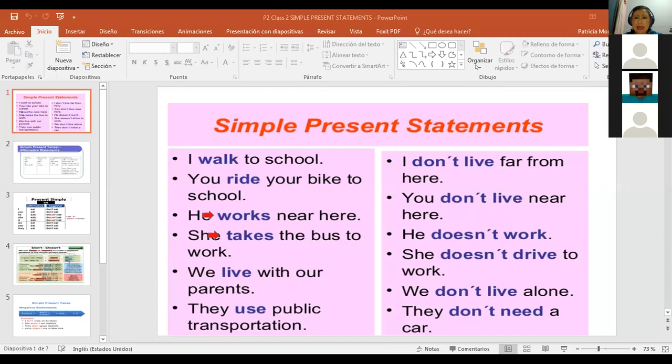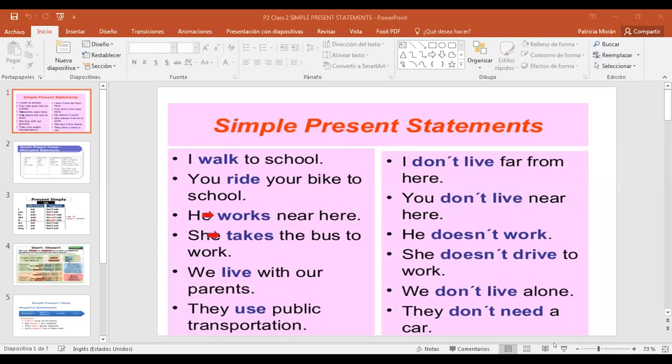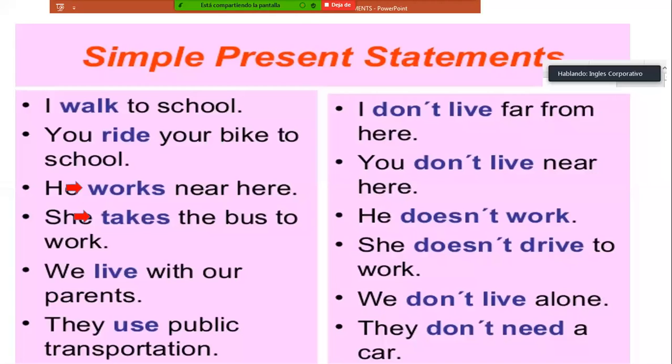Okay, voy a pedirles a quienes tienen su micrófono abierto, creo que ya lo silenciamos a todos, para que nos podamos escuchar, to listen to each other, right? When you have to participate, then you open your mic. But by now, I would like to have all mics closed in order that you can listen to what we are going to present. Okay, as I was saying, we are going to study the simple present statements.